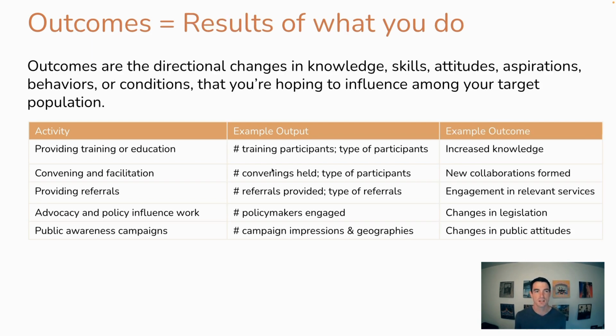So now let's get into outcomes. So outcomes are the meaningful results of what you do. So in your theory of change, you'll want to describe your outcomes. These are directional changes for individuals in knowledge, skills, attitudes, aspirations, behaviors, or conditions. They can also be defined for an entity or for a family or for an organization. And we'll talk about what that might look like here in a second.